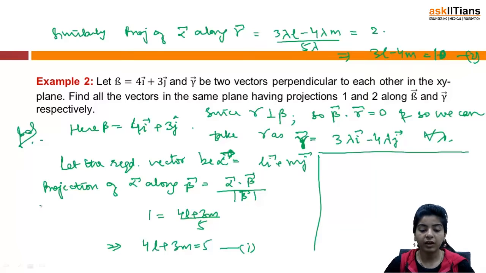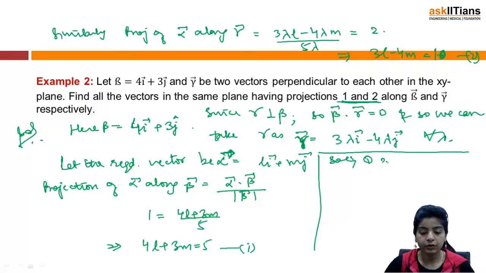Again, alpha and gamma: alpha is Li plus Mj, and the dot product gives me 3 lambda L minus 4 lambda M divided by modulus of gamma, that will be under root of 3 lambda square plus 4 lambda square, that is 5 lambda, equal to 2. It's given that the projections are 1 and 2 along beta and gamma, right? So we have reached two equations in L and M. Now you can just solve these two equations to get the values of L and M.